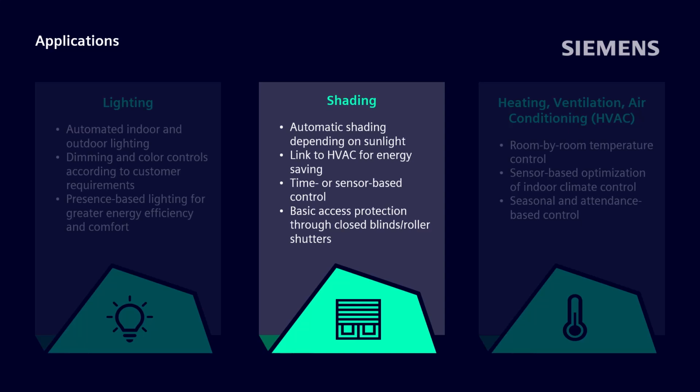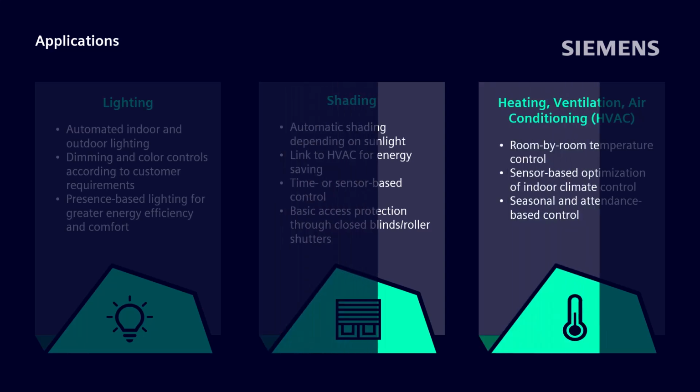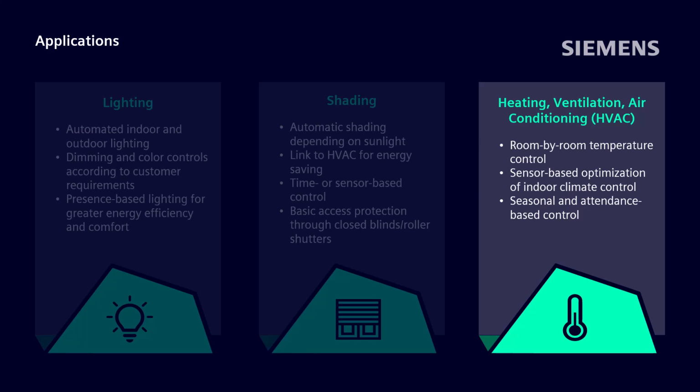Whether according to time, weather, or presence, the sensor-based control system reacts flexibly and ensures a pleasant indoor climate at all times. Closed blinds or roller shutters also offer basic protection and thus also increase the security of the building. The intelligent shading ensures that solar heat stays outside or is used in a targeted manner. But comfort doesn't stop there.